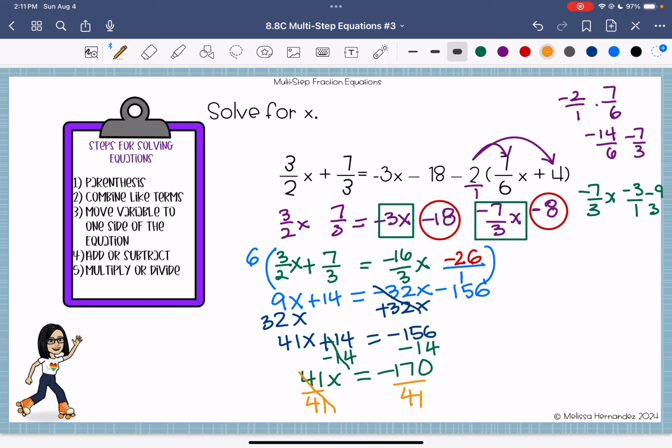Now, for me, as an 8th grade teacher, I am totally okay with leaving it like this. I think whatever your teacher expects you to do, to be counted right, go for it. I think this is fine. I mean, you don't have to put it into a mixed number or leave it as a decimal because it's not going to be fun anyways.